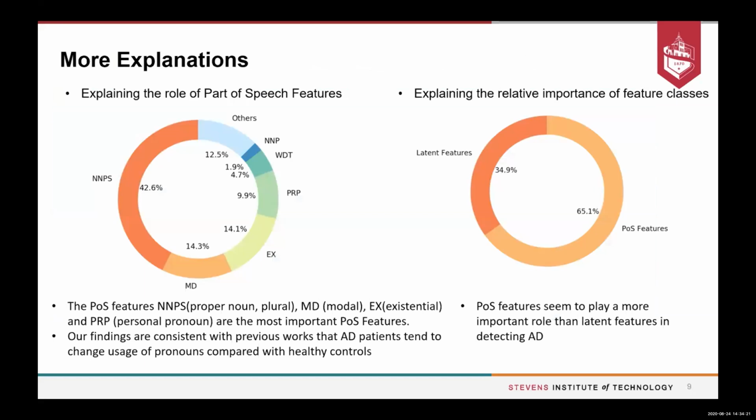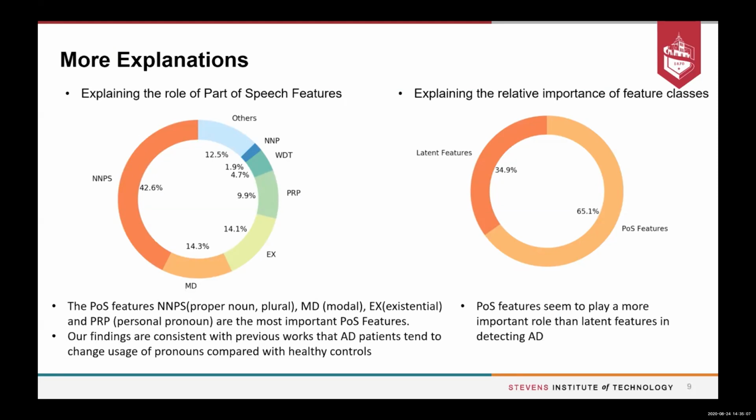Second, explaining the role of part-of-speech features. The following are the most important part-of-speech features overall in the entire dataset. MPS, which stands for pronoun, makes up 42.6%. MD, which stands for modal, makes up 14.3%. EX, which stands for existential, makes up 14.1%. PRP, which stands for personal pronoun, makes up 9.9%. More detailed explanations of those features can be found in our paper.